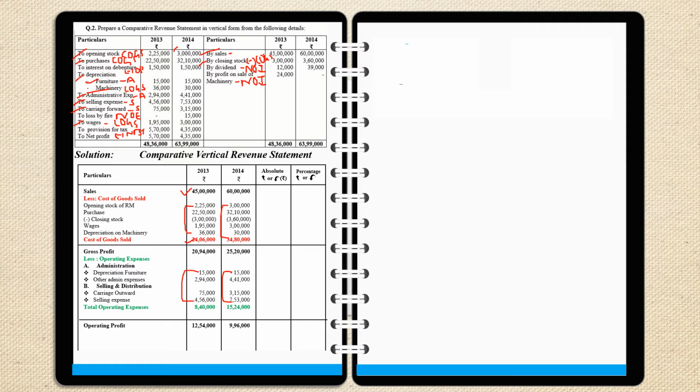अब operating profit में हमें क्या करना है? माइनस इंटरेस्ट ऑन डिबेंचर माइनस करना है, दैट इज थर्ड इन क्वेश्चन के अंदर थर्ड सीक्वेंस में थर्ड नंबर पे है इंटरेस्ट ऑन डिबेंचर, दैट इज 1,50,000 and 1,50,000 both the year. So after minus हमें क्या मिल जाएगा? नेट प्रॉफिट आफ्टर इंटरेस्ट, सो दैट इज 12,54,000 minus 1,50,000, so that come 11,04,000. Similarly 9,96,000 minus 1,50,000, so we are getting 8,46,000.